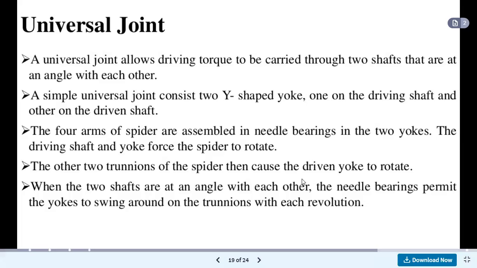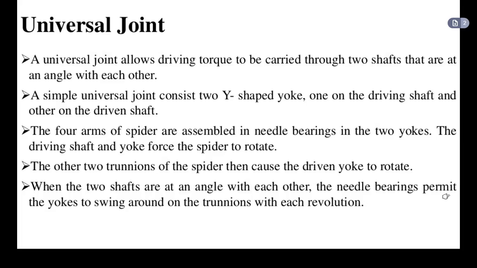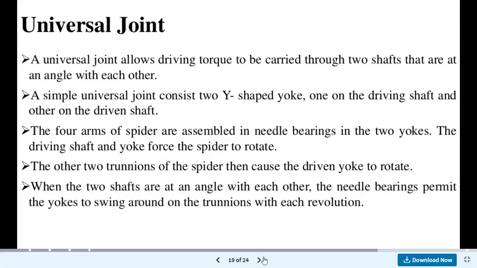The driving shaft and yoke force the spider to rotate. The other two trunnions of the spider then cause the driven yoke to rotate. When the two shafts are at an angle with each other, the needle bearings permit the yoke to swing around on the trunnion with each revolution.